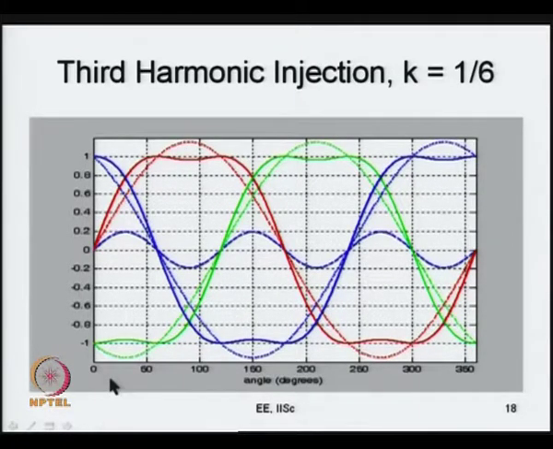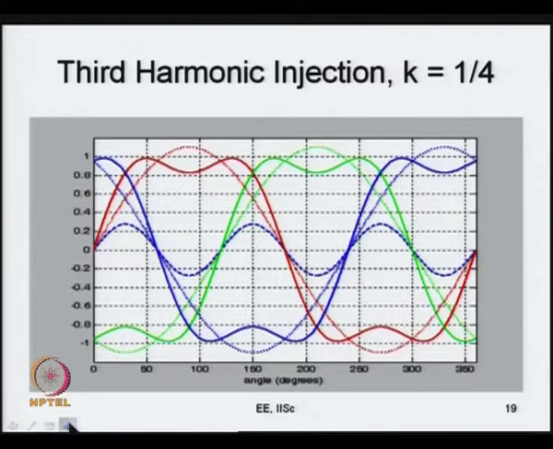So, that is the advantage, and k equal to 1 by 6 has been found to be the optimal value. I will tell you a little later how to find this optimal value formally, but it gives you the highest value of AC side voltage for a given DC bus voltage. Now, let us say you have a DC bus voltage of 600 volts, and you want the maximum line side voltage possible without going into over modulation. If you want to do third harmonic injection, then the amplitude of third harmonic that you should inject should be 1/6 of the amplitude of the fundamental.